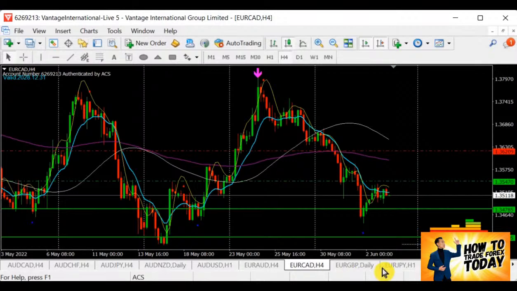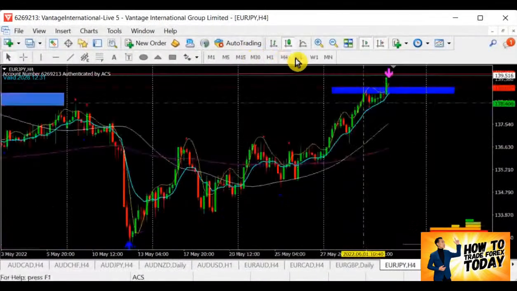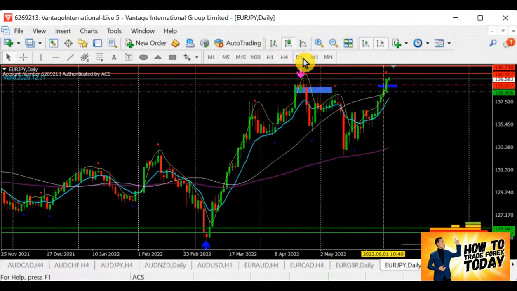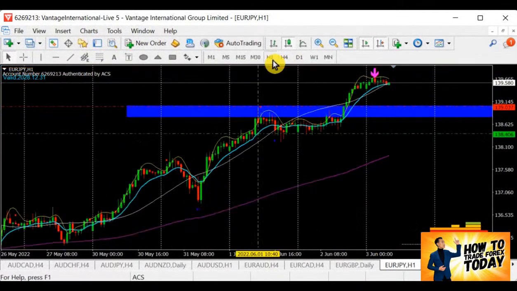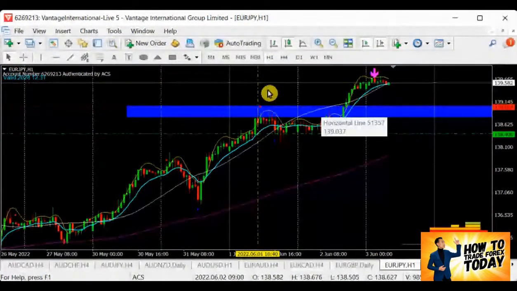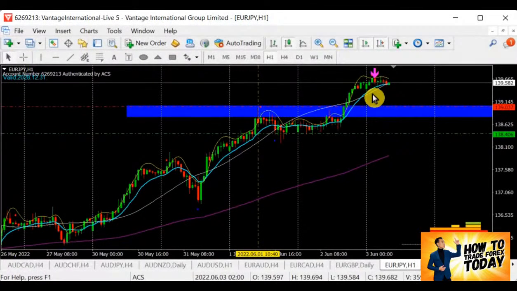Okay, so let's go with Euro Yen. Euro Yen, once again, over here, it is actually moving towards the moon. So we are not going to touch this. We're going to stay away from Euro Yen. Since yesterday, it has breached through the resistance and it doesn't come back. So never mind, we'll just stay away.